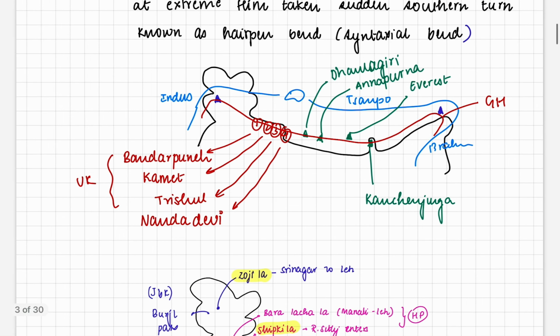The various peaks we can see in the Uttarakhand region are Bandarpunch, Kamet, Trishul, and Nanda Devi, and in the Nepal Himalayas, we see Nandagiri, Annapurna, Everest, and Kanchenjunga, which is the second highest peak as well.